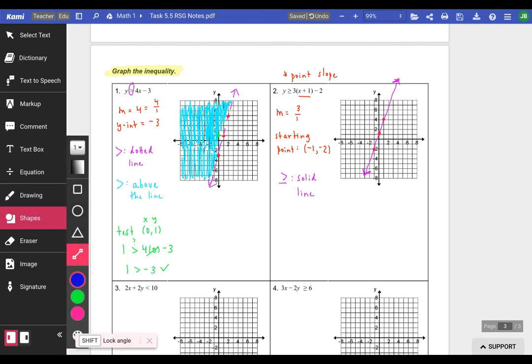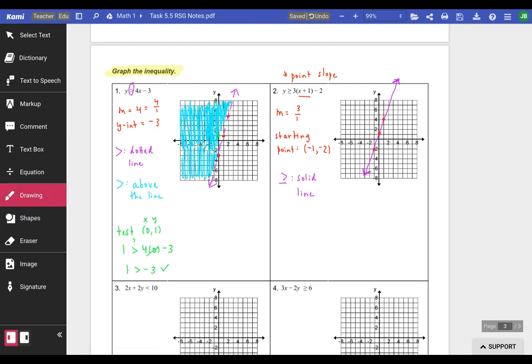That's my 4th step. So my sign was greater than or, whoops, what did I do there? Not shapes, I want to be in drawing. My inequality symbol was greater than or equal to. So yet again, we're going to end up shading above the line. And so if I look up from the line, that tells me that I'm going to shade everything here above the line. Okay, and that one's done.